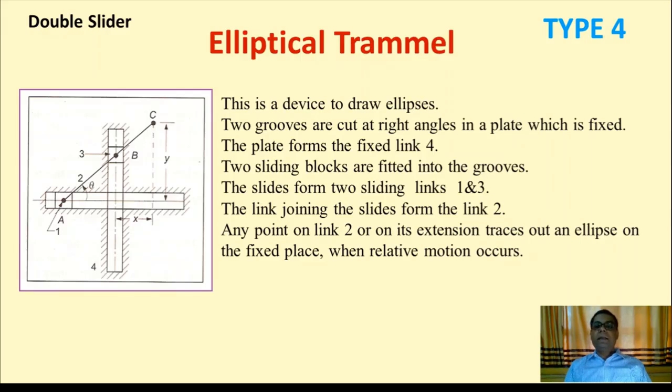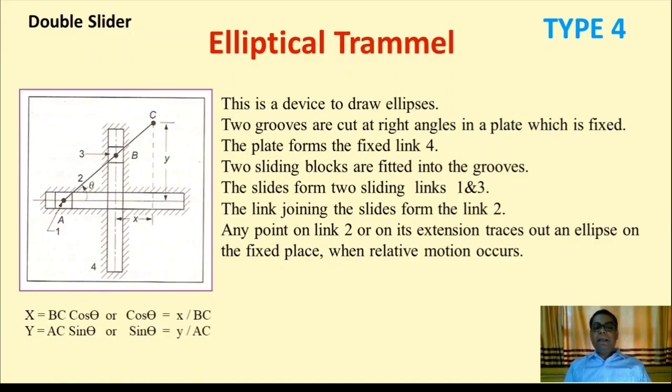Two grooves are cut at right angles in a plate which is fixed. The plate forms the fixed link 4. Two sliding blocks are fitted into the grooves. The sliders form the two sliding links 1 and 3. The link joining the sliders forms link 2. Now any point on link 2 or on its extension traces out an ellipse in the fixed plane when relative motion occurs.